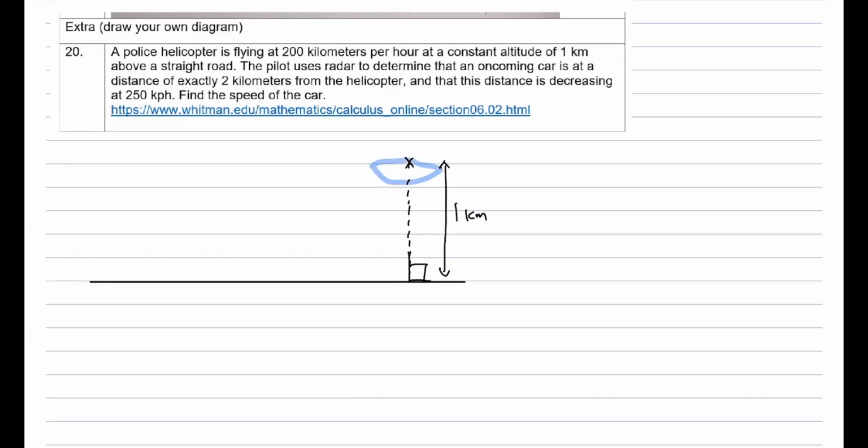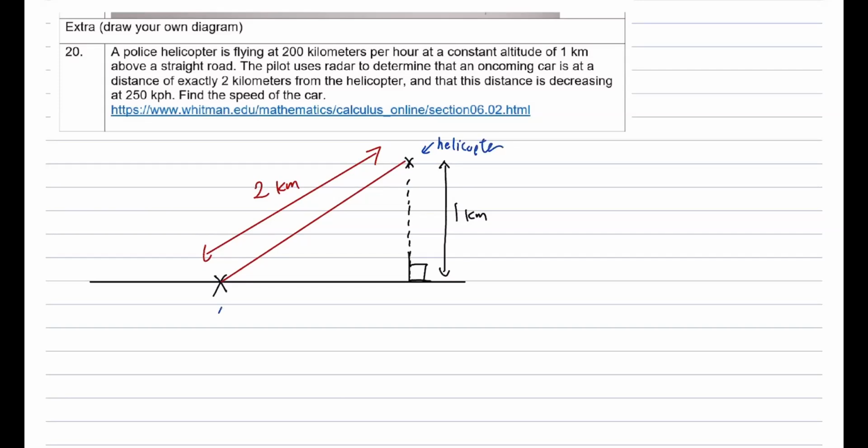Then it uses a radar. So probably it scans in a sector kind of shape, watermelon shape, scanning through to determine that an oncoming car is at a distance of 2 kilometers from the helicopter. What does that mean? It probably means that the car could be directly below, but that would be too simple. Usually we'll assume that it's not directly below, so that there will be a distance in red color here. That is how many km? 2 km. Following so far?